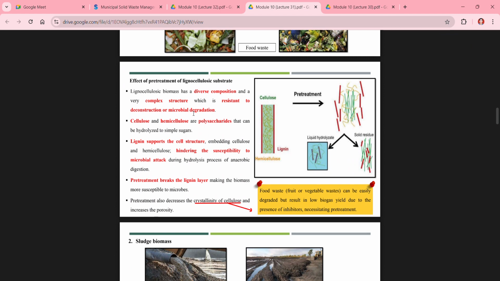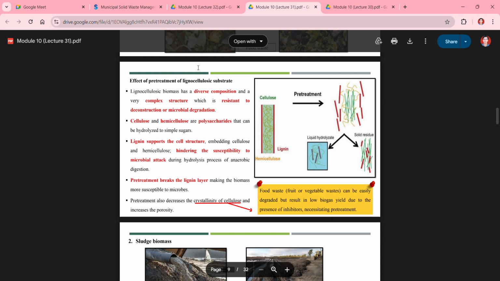Lignocellulosic biomass has a diverse composition, which includes a large amount of complex structure. It has a very complex structure which is resistant to deconstruction or microbial degradation. While if we compare these lignocellulosic biomasses with cellulose or hemicellulose or polysaccharides, those can be hydrolyzed much more easily as compared to the lignocellulosic biomass. So the cellulose or hemicellulose can be converted into sugar form much more readily.